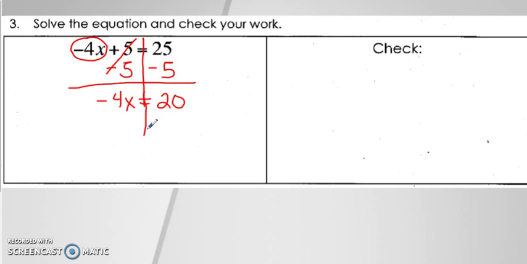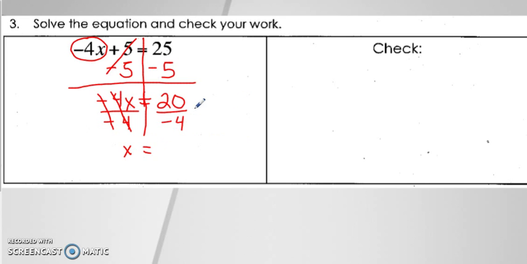And now we have a one-step equation. I have negative 4 times x. Opposite of multiplication is division. Therefore, I'm going to divide both sides by negative 4. I'm canceling out the negative sign and the number. We have to make sure that we cancel out both so that the variable is completely alone by itself.